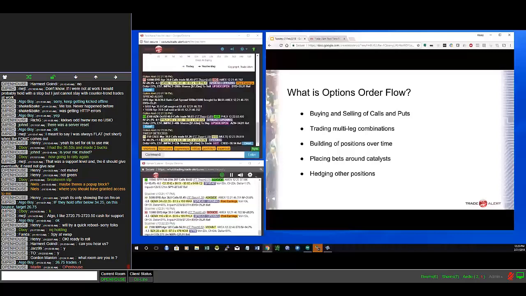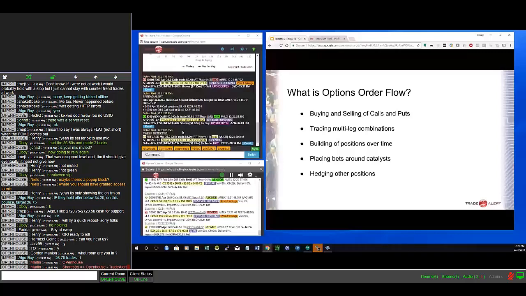And options order flow is really basically paying attention to what's going on across this market and making sense of it, trying to figure out what the motivation is when trades are happening. Multi-leg combinations are a big part of the market nowadays. You see here in this trade in Boyd was a ratio call spread.